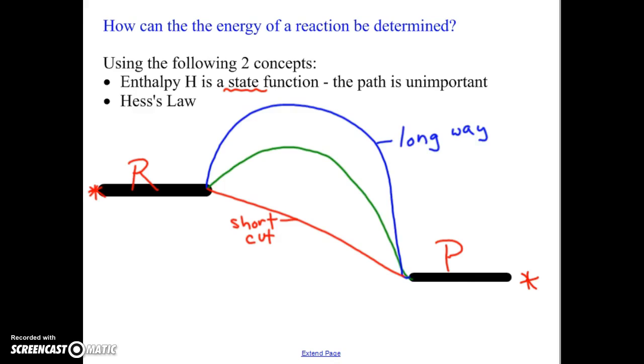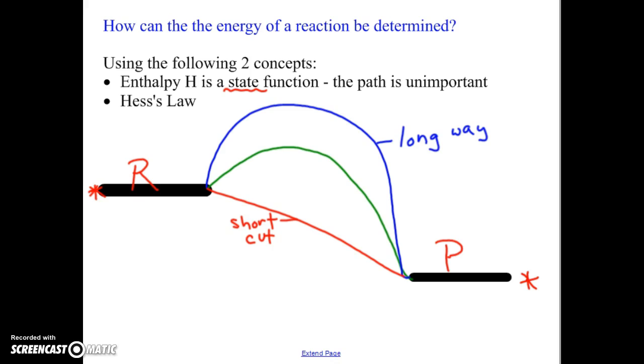The next graph looks at not the beginning and the end, but actually the process of going from the reactants to the products. It turns out that the change in enthalpy, delta H, doesn't matter whether you go the long way or a shortcut or any other way. The change in enthalpy is always the same, delta H.